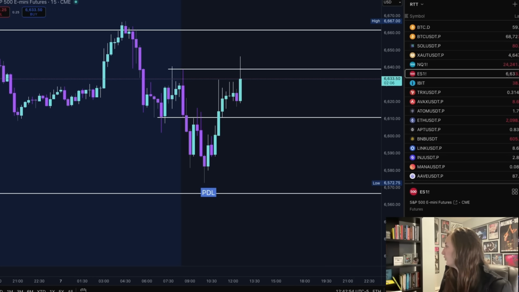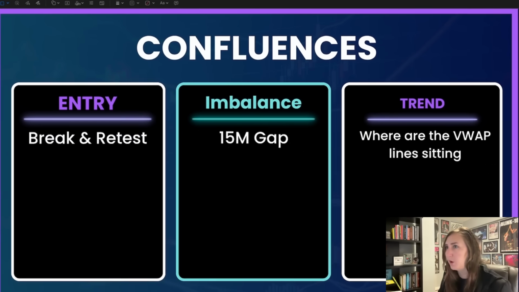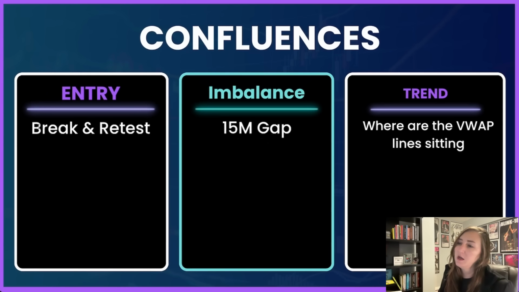Now, how can we make sure that this is actually a good ORB break and retest? The key here is, once we have that break, we're also going to look to see if we have an imbalance or displacement that created a gap, basically.